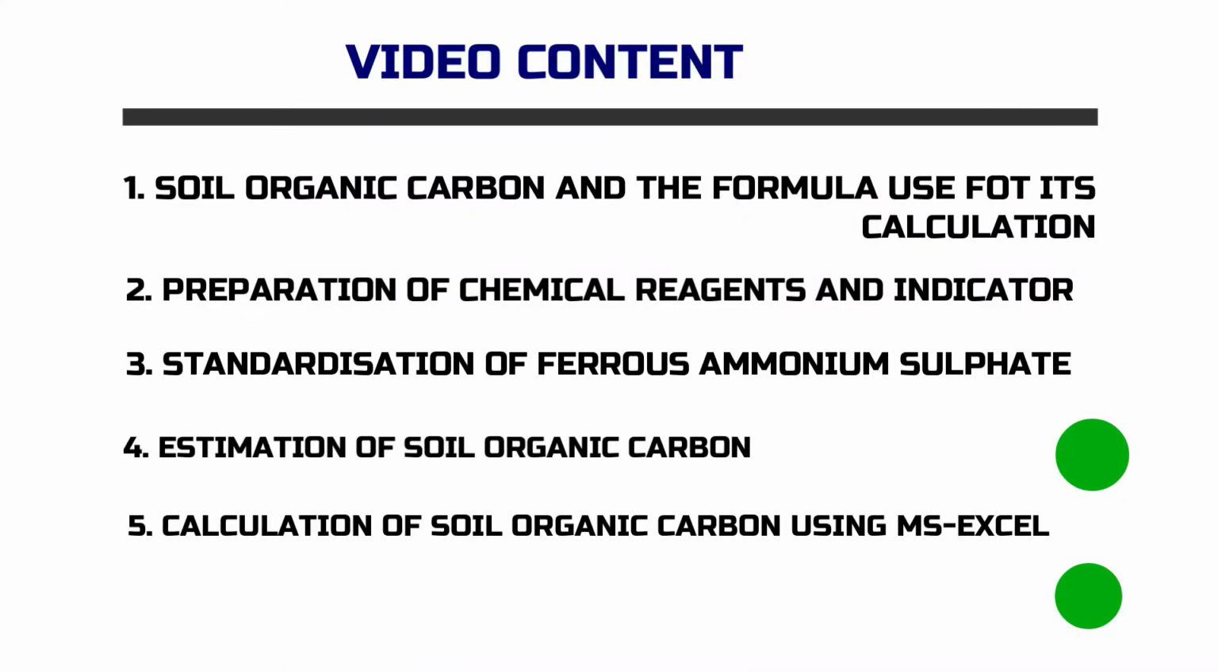For your convenience and information, this video revolves around the following. First, we will quickly introduce the soil organic carbon and then the formula used for its calculation. Then we'll move on to the second stage, which is the preparation of chemical reagents and indicators that are required for the analysis of soil organic carbon. And then the third step would be standardization of ferrous ammonium sulfate. And then the fourth step would be the estimation of soil organic carbon. And lastly, we'll do the calculation of soil organic carbon using Microsoft Excel.